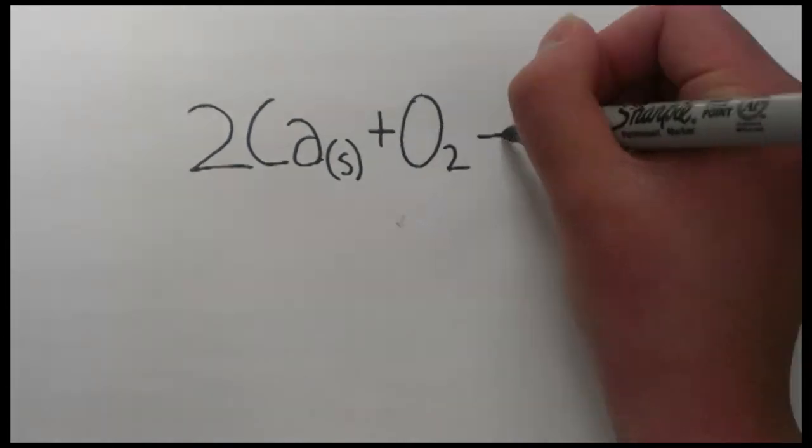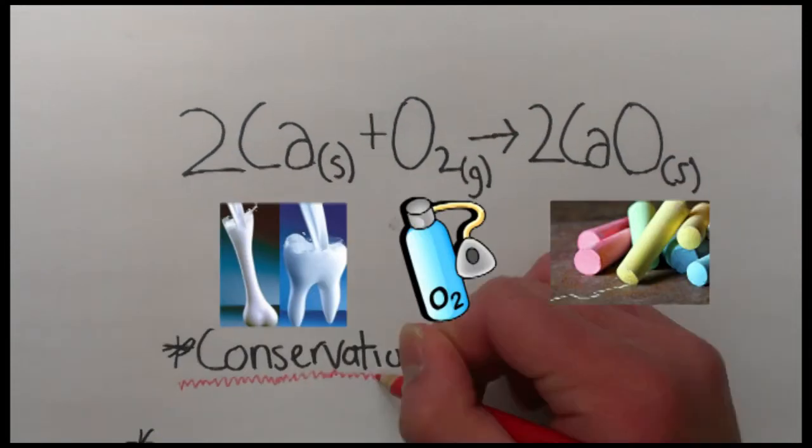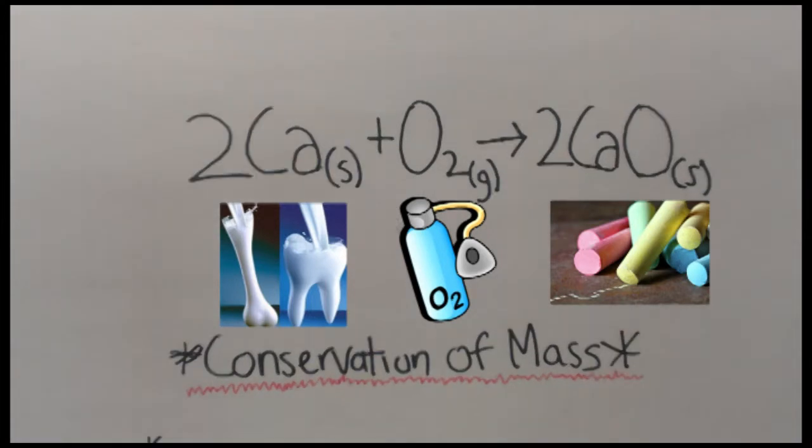When a metal or non-metal element reacts with oxygen, the product is an oxide. The following example shows the formation of lime, when calcium reacts with oxygen to form calcium oxide. One point to always remember is the law of conservation of mass. The number of atoms in the reactant side must always equal the number of atoms in the product side.